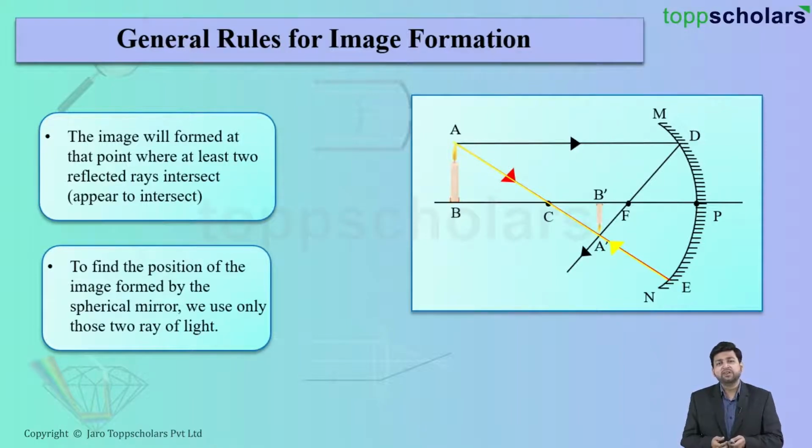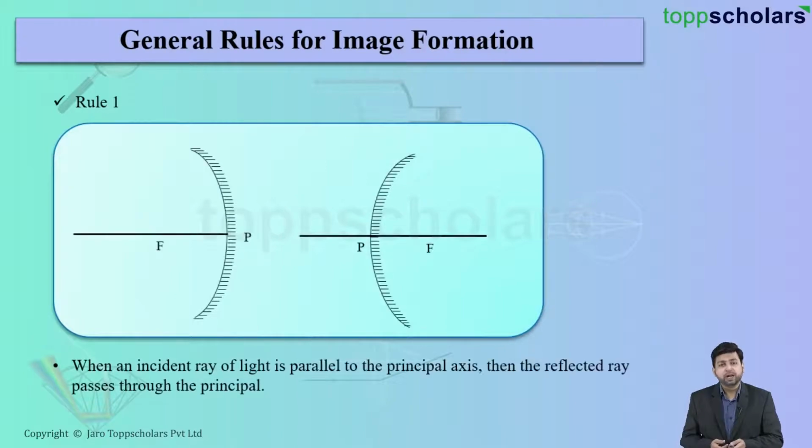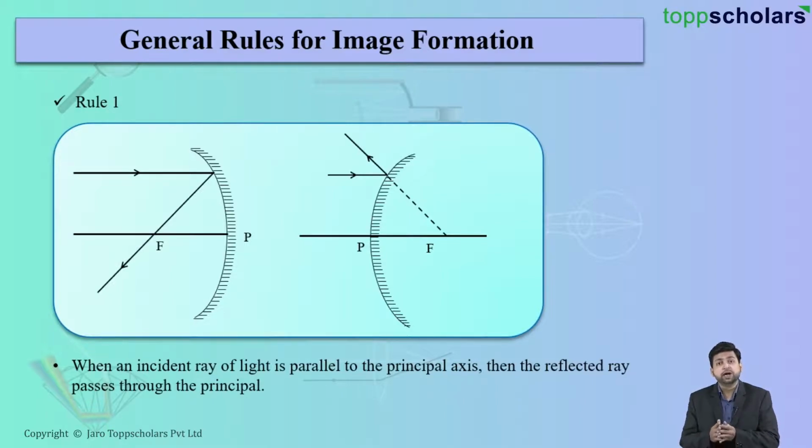Okay students, so let's start with your first rule. For rule number 1, imagine I am considering a ray parallel to the principal axis. Here, can you see there's a concave mirror as well as a convex mirror, and I am considering a ray parallel to the principal axis. The reflected ray of this ray will always pass through the focal point. So what is your rule number 1? When a ray is parallel to the principal axis, the reflected ray will be passing through the focal point.